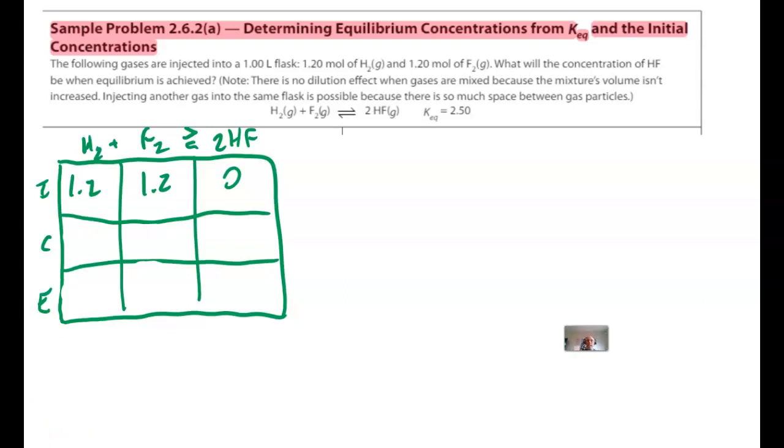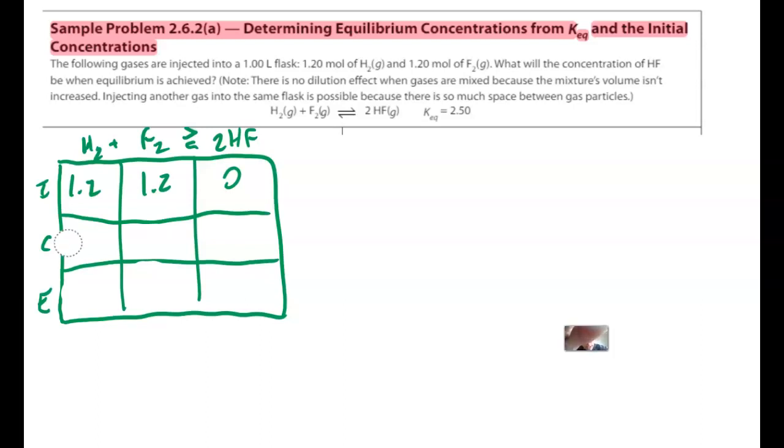If you're only given initial concentrations and no equilibrium concentrations, which means you can't put an actual value into the C row, then we use X's, and that's the case this time. If we start with only reactant and no product, the system can only shift to the right. The reactants can only go down and the products can only go up.